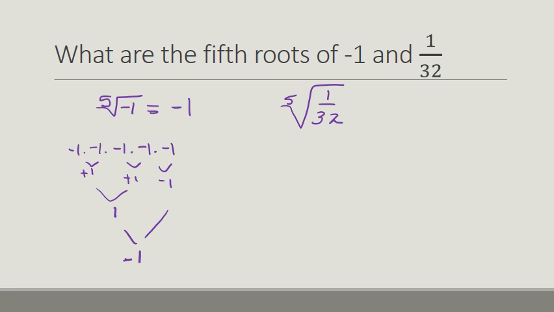Okay. So with 32, if I break it down, I've got 16 and 2, 4 and 4, 2 and 2, and 2 and 2. And I need groups of 5 to simplify. So I've got 1, 2, 3, 4, 5 2's. So the fifth root of 32 is 2. And the fifth root of 1 is 1. So the fifth root of 1/32 is 1/2.